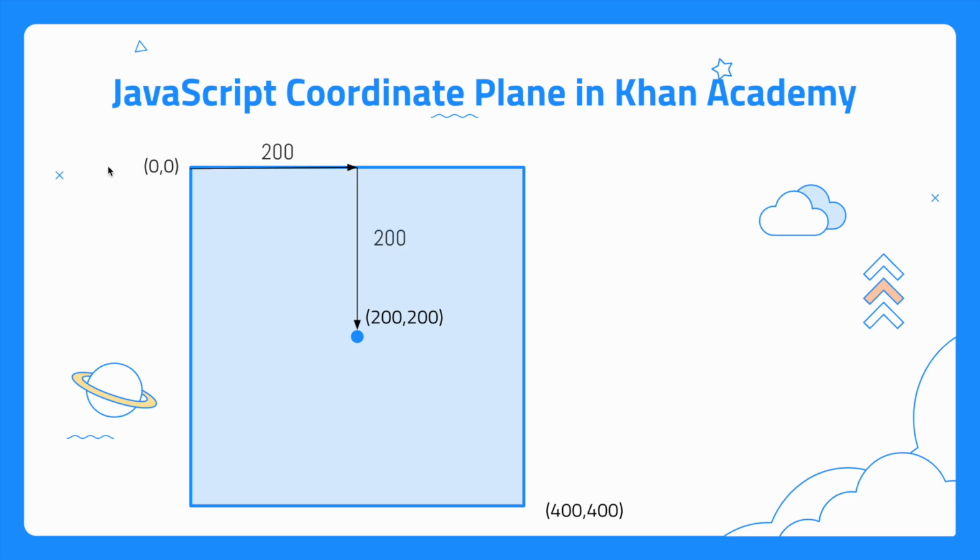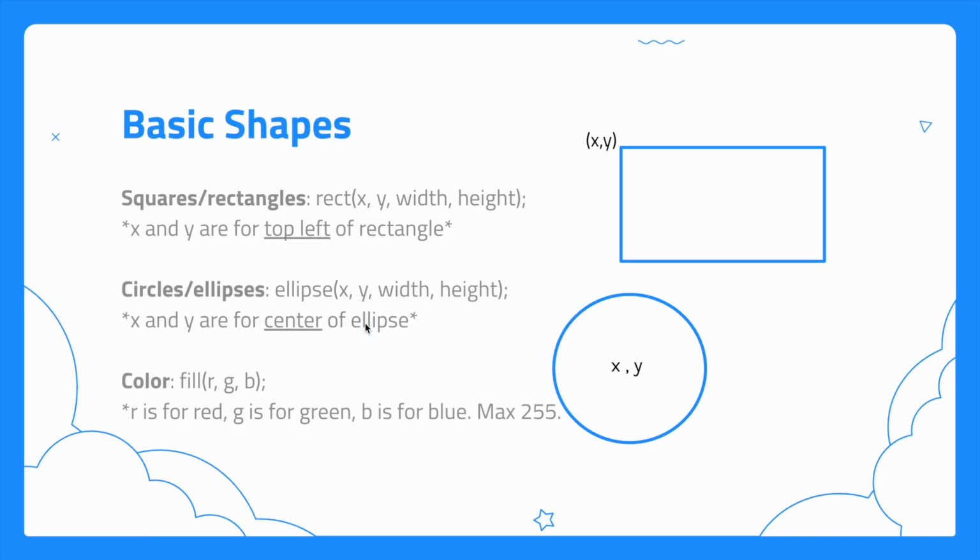So over here you can see how the x value is moving 200 to the right and then the y is moving 200 down. Now I will be going over some basic shapes. So one basic shape is a square or rectangle. You can create this by using the rect function and passing in an x, y, width, and height value. One thing to keep in mind is that the x and y is going to be for the top left corner.